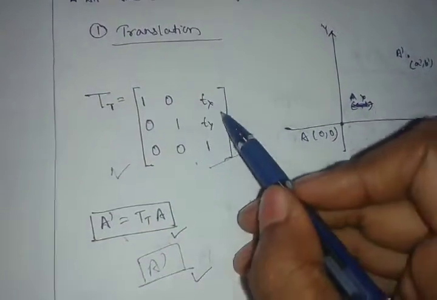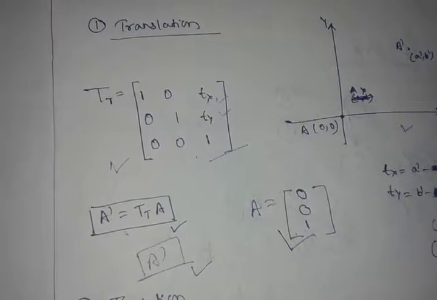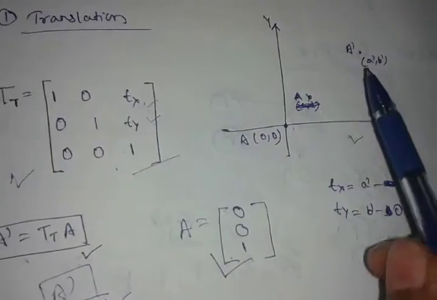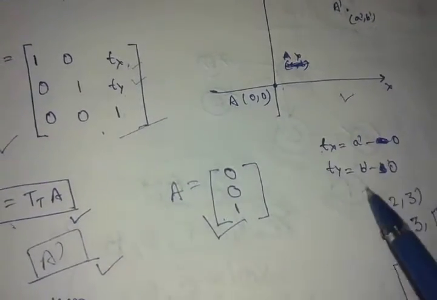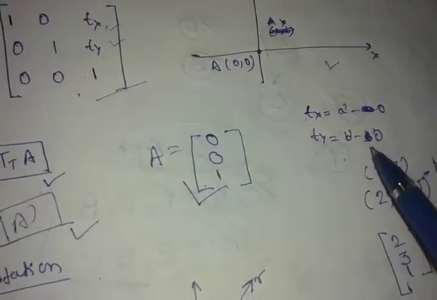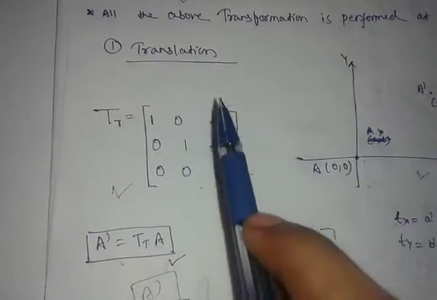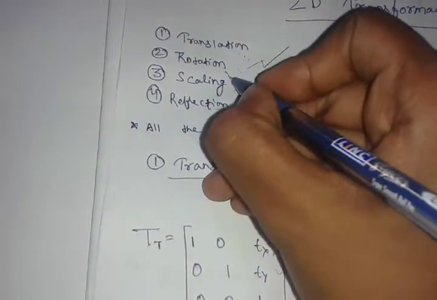And what are Tx and Ty? Tx and Ty are the distances in the x and y direction respectively that you want to translate. Like here, A dash minus 0 is Tx, and B dash minus 0 is Ty. Fine. So in this manner you can do the translation. Now coming to the second, which is rotation.